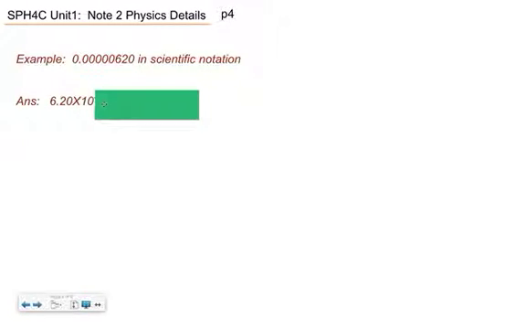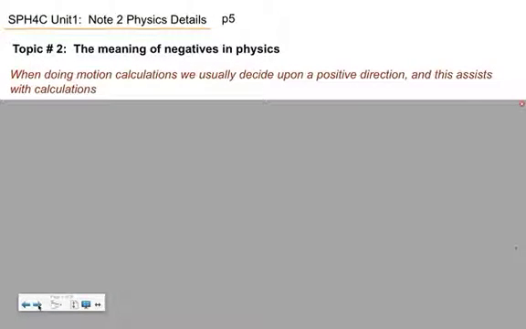Times 10, and here's the part. It's a negative exponent, and the exponent's going to be 1, 2, 3, 4, 5, 6. Okay, so you just count up all these zeros here. Okay, that's scientific notation.